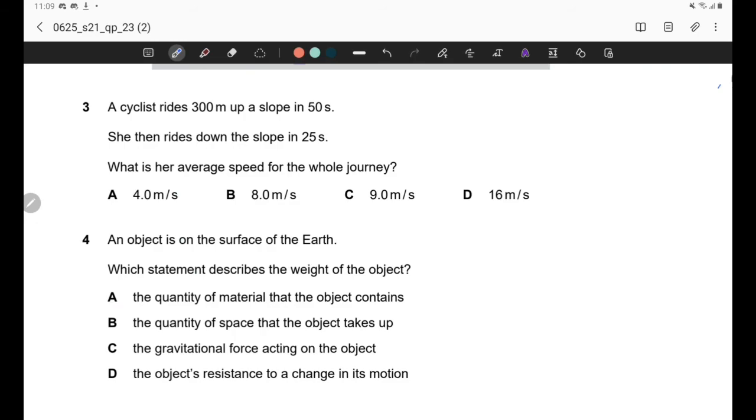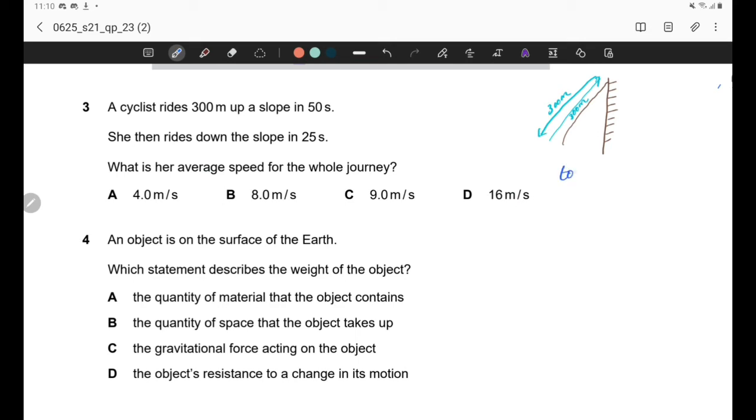Question 3. A cyclist rides 300 meters up a slope in 50 seconds. She then rides down the slope in 25 seconds. So we can imagine there is a slope. Initially the cyclist rides 300 meters up a slope, so the length of the slope is 300 meters. She is initially moving upward, traveling 300 meters. Then she rides down, coming back, so again she has to travel 300 meters.